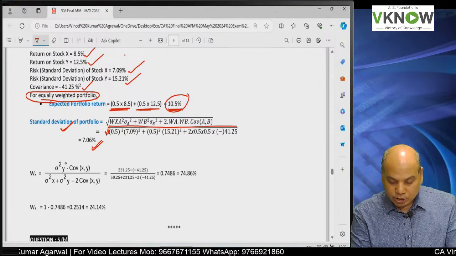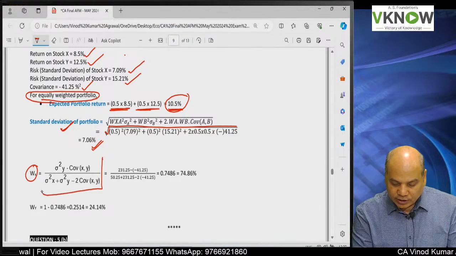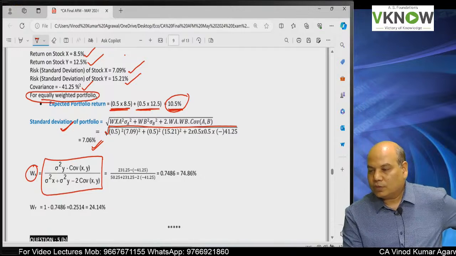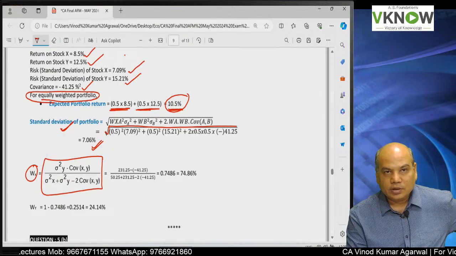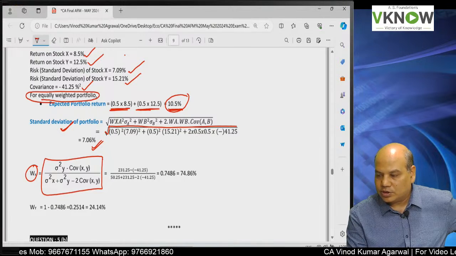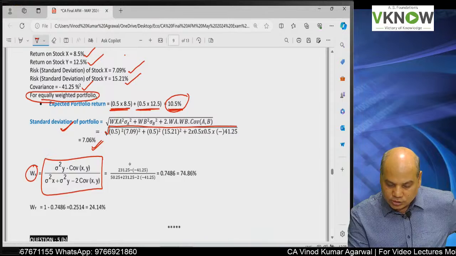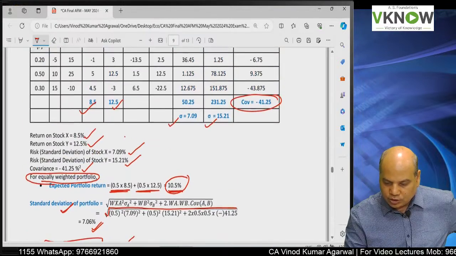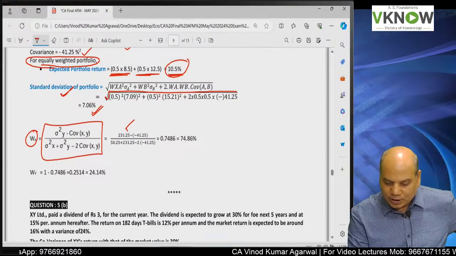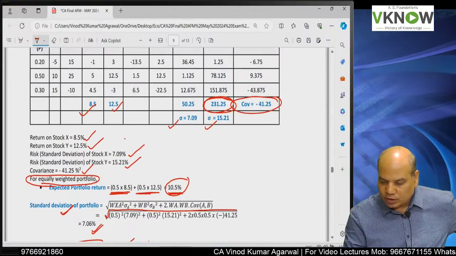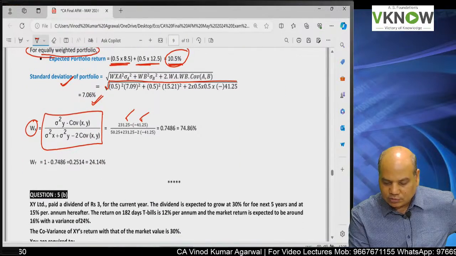And then minimum variance portfolio. We have already computed covariance. So the formula to be used is sigma Y square minus covariance of X and Y upon sigma X square plus sigma Y square minus 2 covariance of X and Y. So this is sigma Y square. You can take directly this number. Minus covariance. This covariance is already negative. So minus will become plus in calculation.